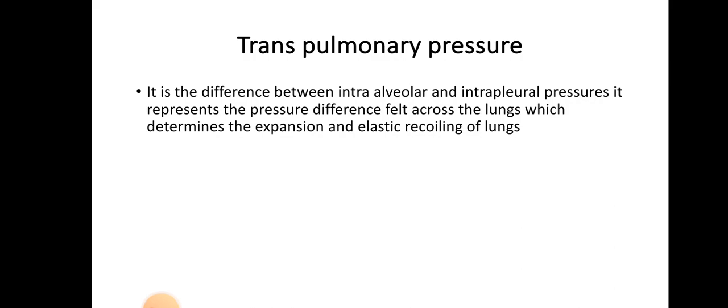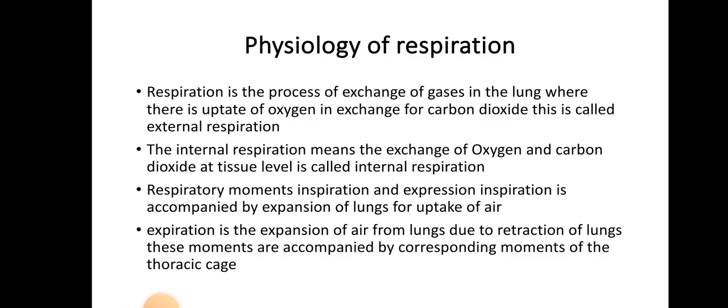Coming to the last point, transpulmonary pressure. It is the difference between the intra-alveolar and intrapleural pressure. It represents the pressure difference felt across the lungs, which determines the expansion and elastic recoiling of the lungs.